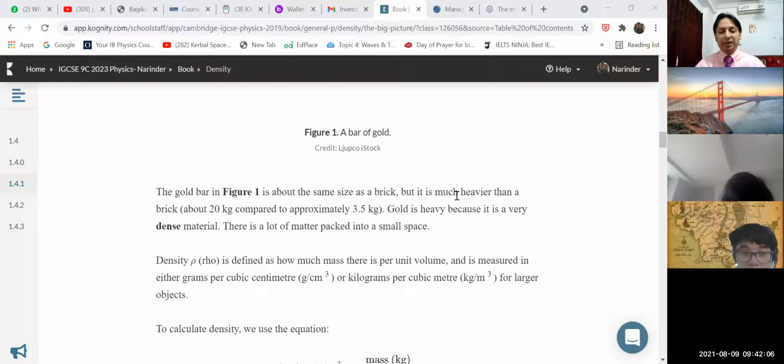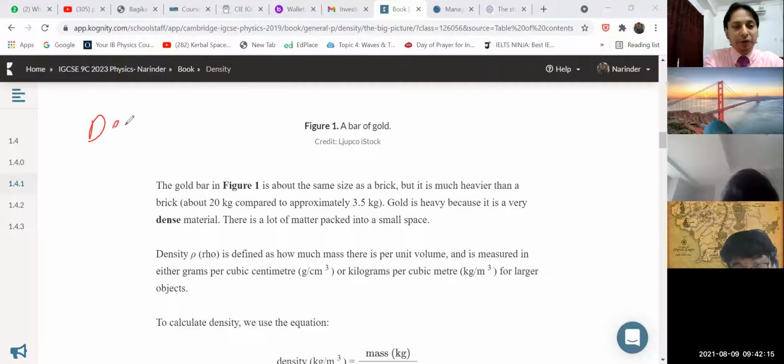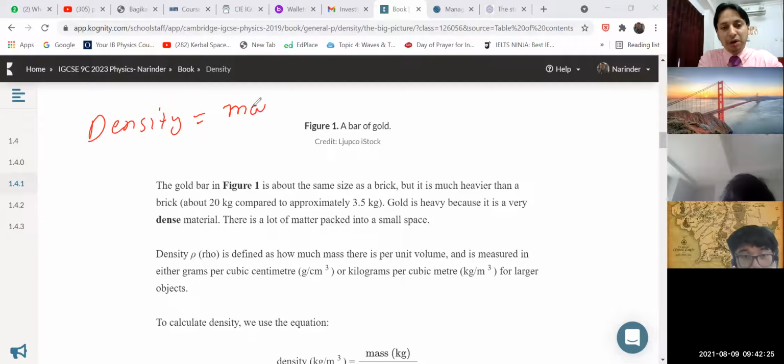Now, children, as we are going to discuss density, let us see how this topic is related to a mathematical equation. If you are going to find the density of any material, we have a mathematical equation, and that equation is density equals mass divided by volume.